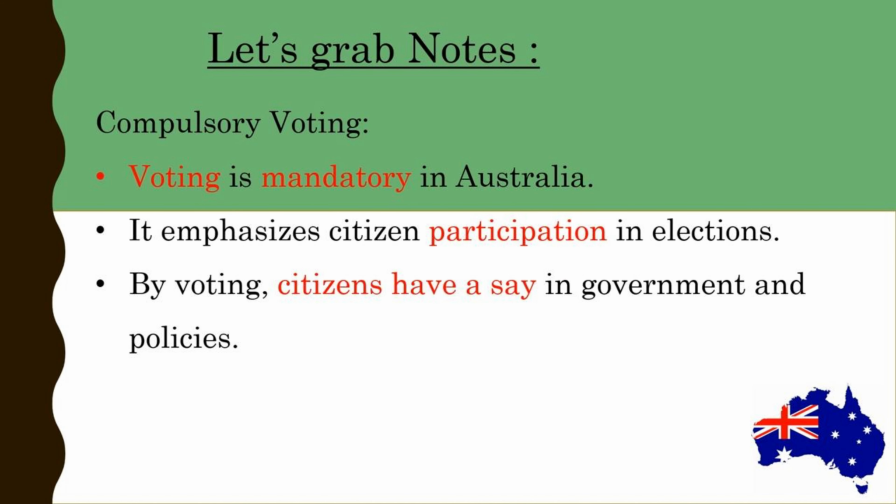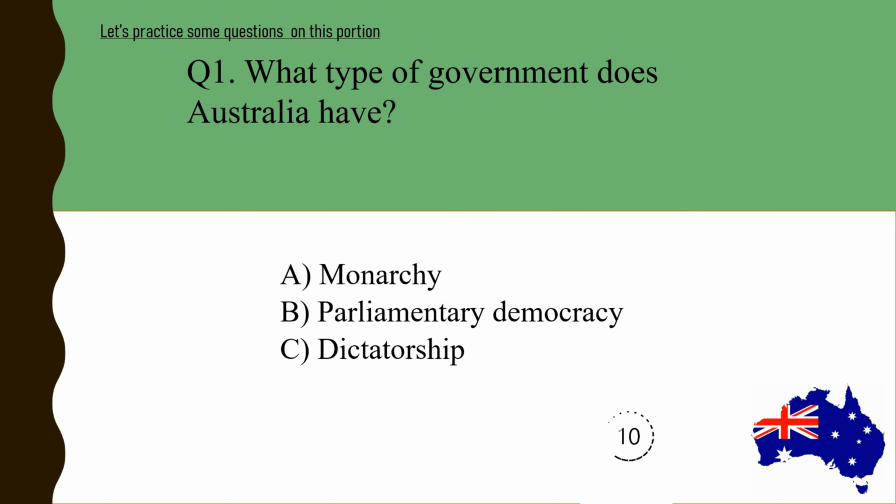So voting is mandatory in Australia. It emphasizes citizen participation in elections. By voting, citizens have a say in government and policies. So let's practice some questions on this portion.